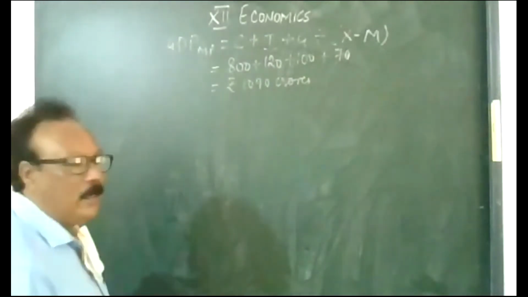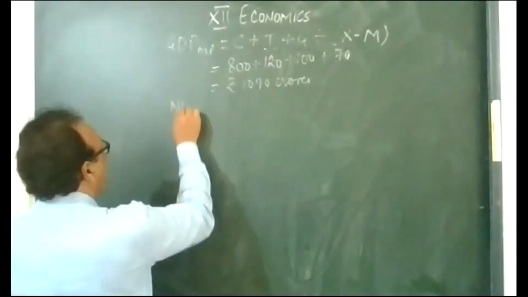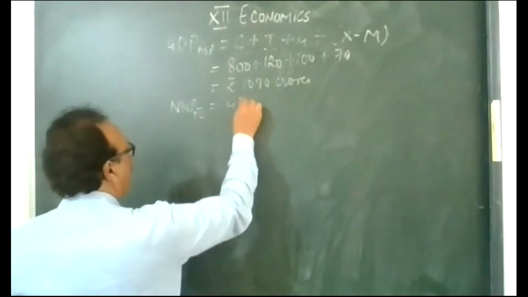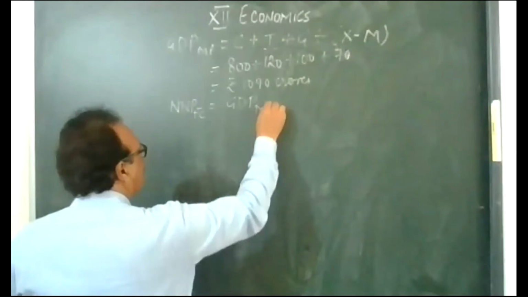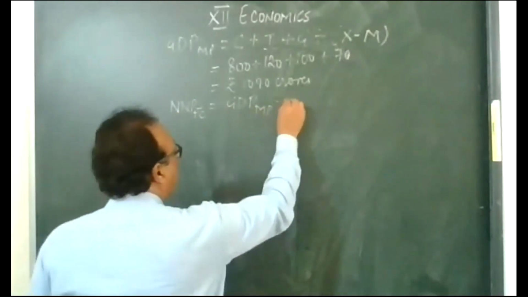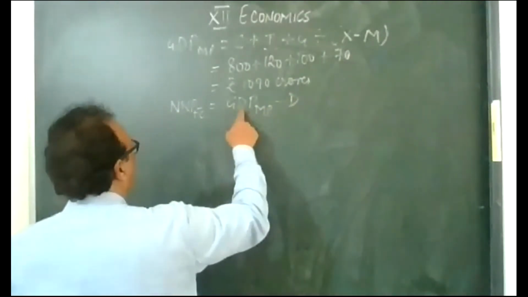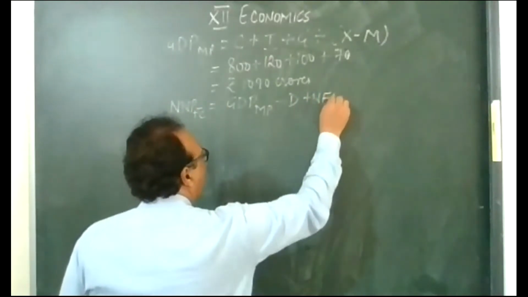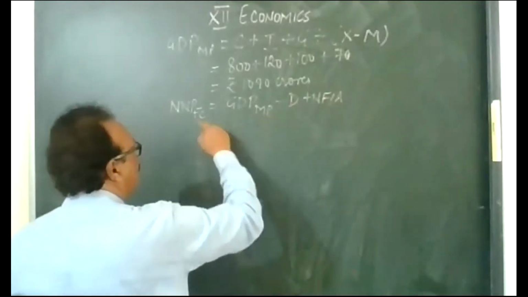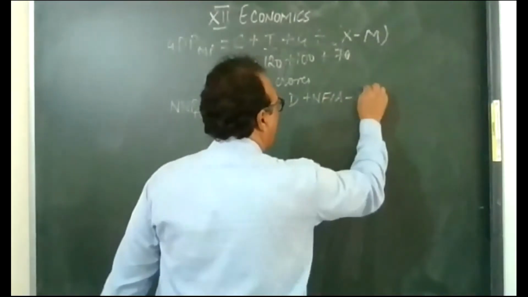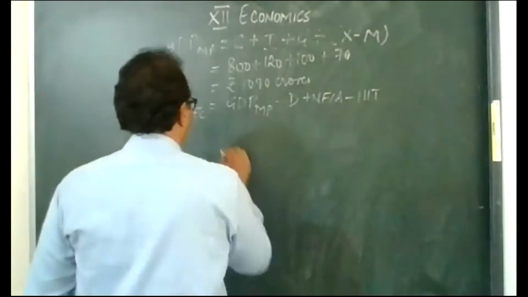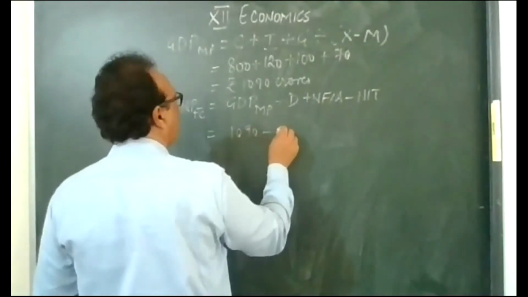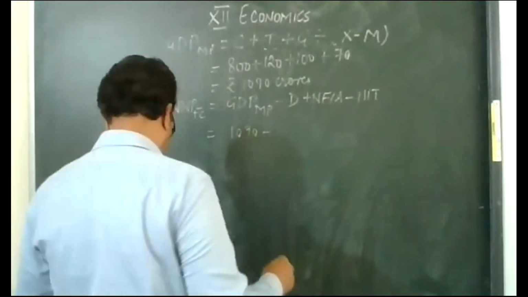Okay. Now, what from this? What do we have to find? National income. NNP at factor cost equals GDP at market price, gross to net, minus depreciation, domestic to national, plus NFI, market price to factor cost, minus NIT. Substitute the values. 1090 minus depreciation is given.